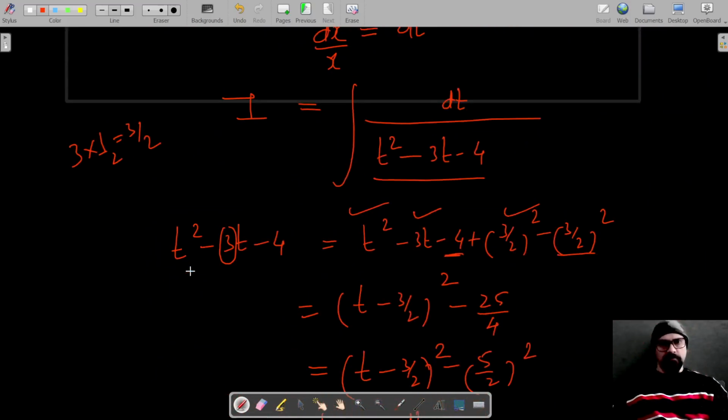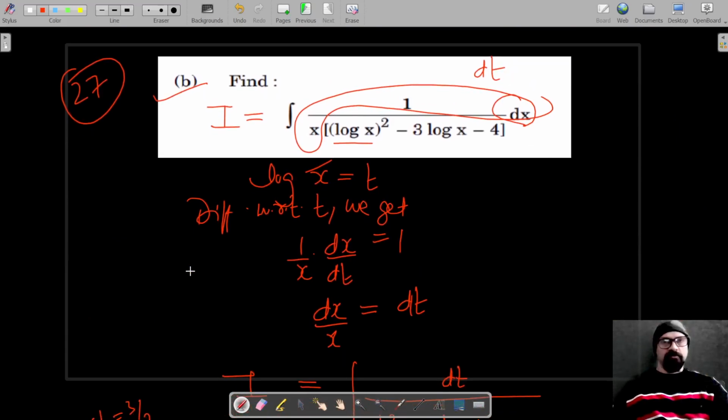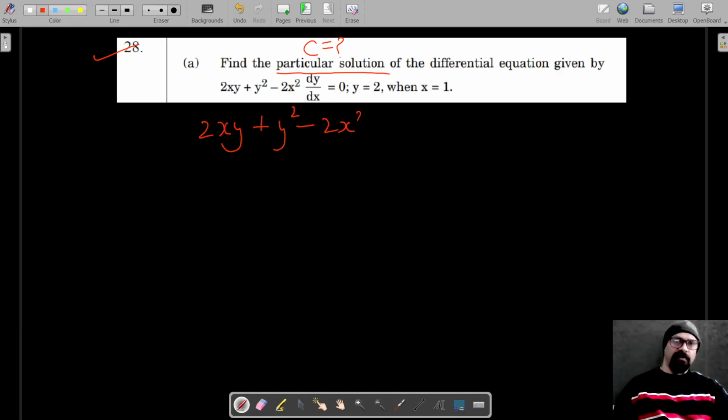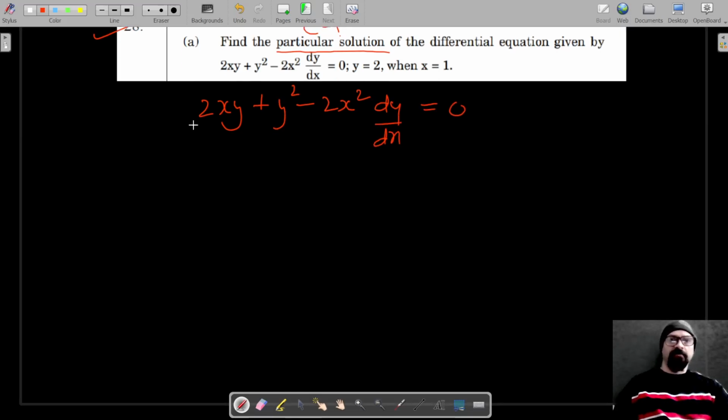Okay, moving on to the next question, that is question number 28. For question number 28's part A, we have to find the particular solution. That is, we also have to find the value of the constant here for the differential equation given by. So let's write down our differential equation, which is 2xy plus y square minus 2x square into dy by dx is equal to 0. So I'm going to divide each and every term by x square. Let's separate this dy by dx. So divide each and every term by x square.